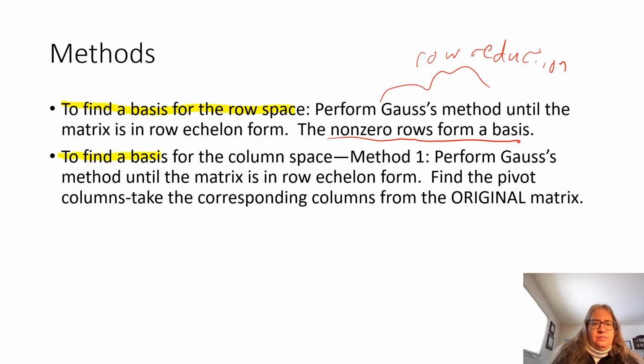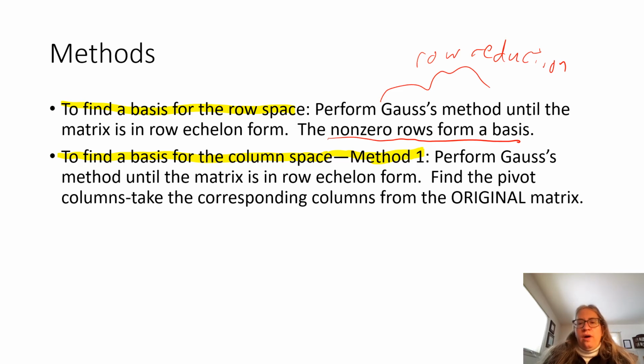All right, so here's the method to find the column space. And there's actually two good ways to do this. So here I call this method 1. And this method starts out the same. Do Gauss's method, aka row reduction, until you get to row echelon form.